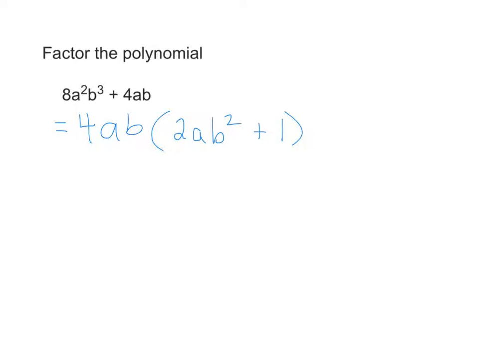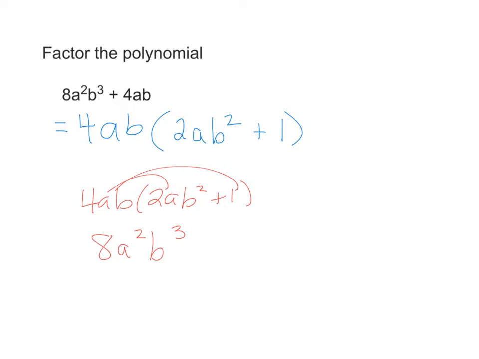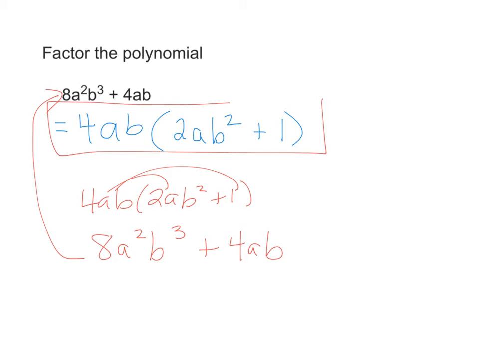So when the common factor is actually one of the terms, make sure you replace that term with a 1. Don't just leave it as 2a squared b. You need the plus 1 there, so that when you multiply that out, you get what you started with. If I do the multiplication for ab times 2ab squared plus 1, this is just a quick way to check. Multiply that. That gives me 8a squared b cubed. That gives me 4ab, which is the same as what we started with, which tells me that my factorization, which is right here, is correct.